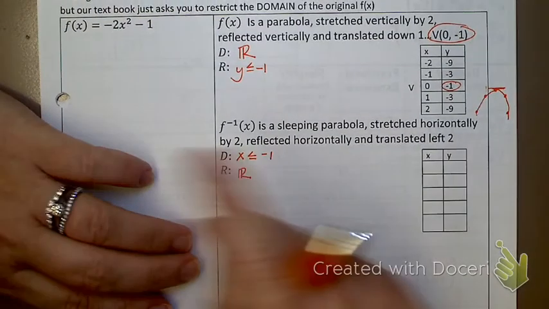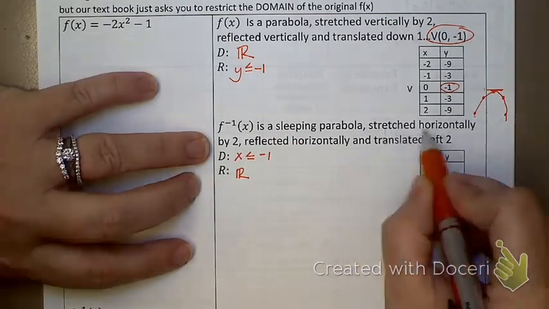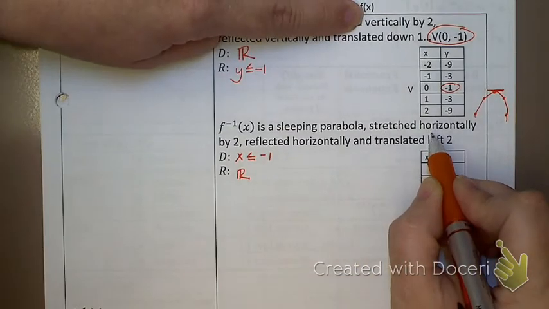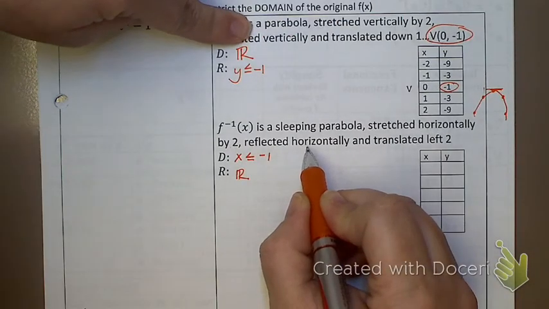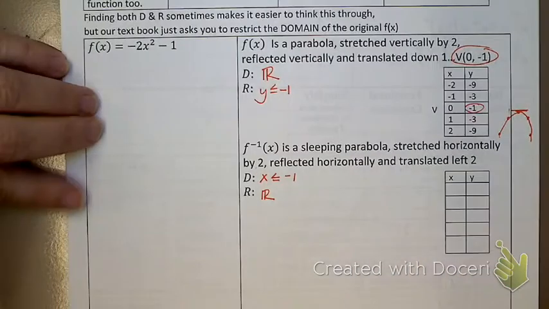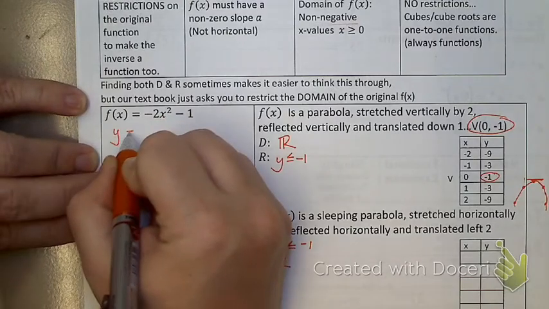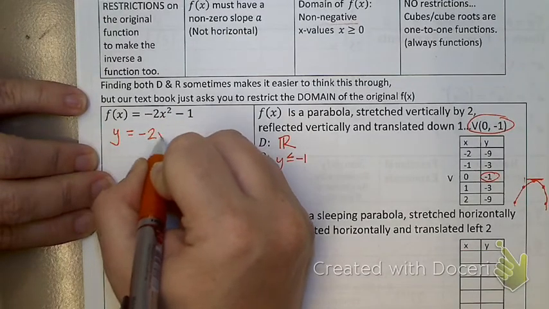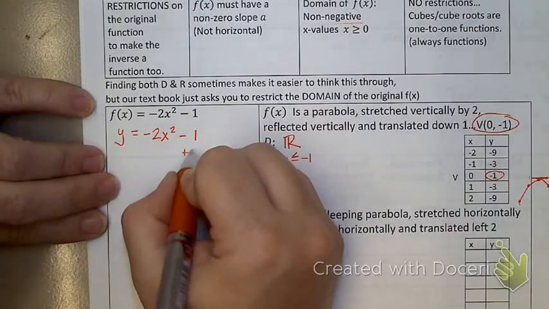Okay? So this one is a sleeping parabola, meaning it goes sideways, stretched horizontally as opposed to vertically by 2, reflected horizontally instead of vertically, and translated left 2. Okay, so let's find this. First thing I'm going to do is change f of x to y. And now I'm going to get x by itself, so I'm going to add 1.